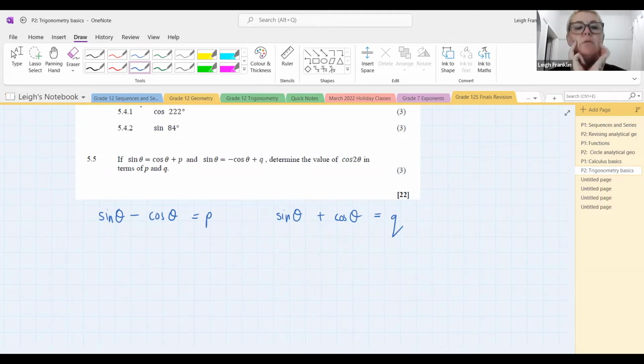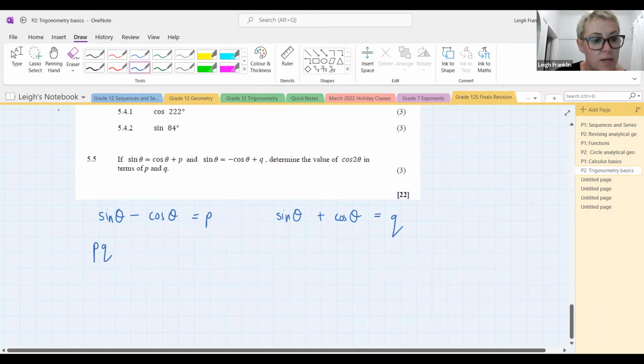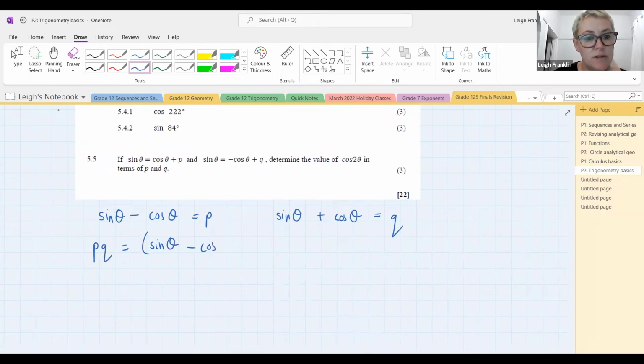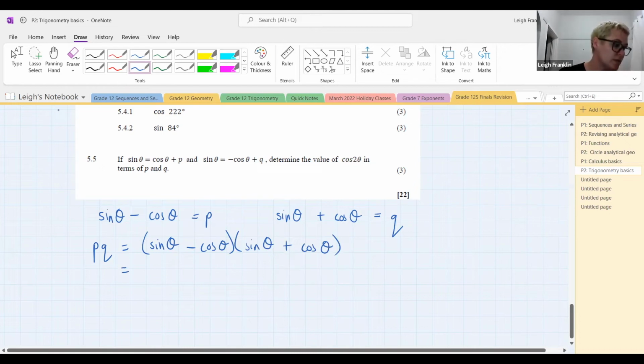What would happen if we multiplied them together? In other words, if we worked out the value of PQ. PQ would be sine theta minus cos theta times sine theta plus cos theta. So this would give us a difference of 2 squares, wouldn't it? We would end up with sine squared theta minus cos squared theta. And so we are becoming closer and closer to our answer.